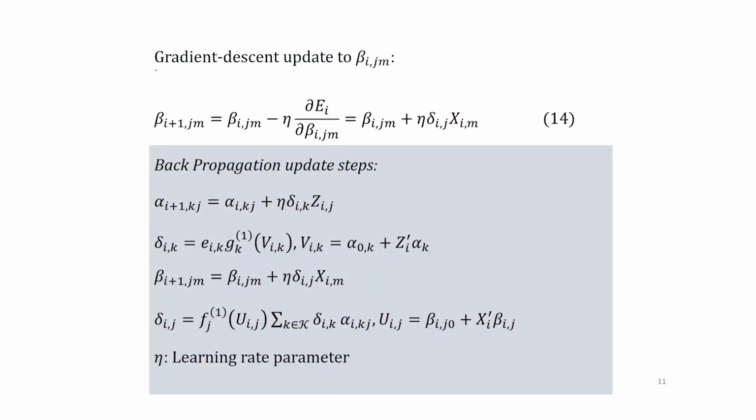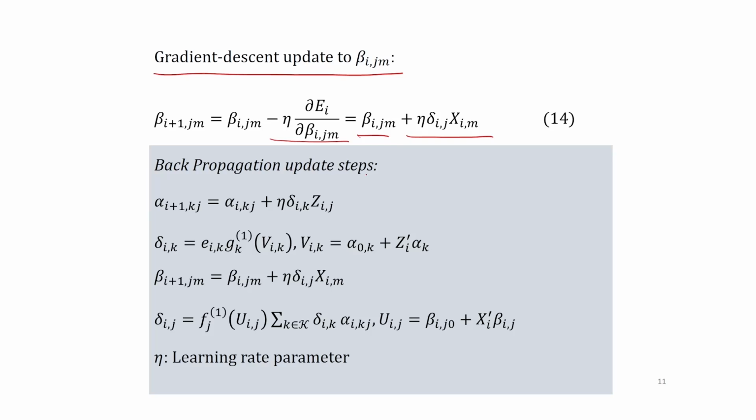So, we get this gradient descent update for beta_ijm: beta_{i+1,jm} equal to beta_ijm minus eta del over del beta_ijm E_i, and then we write the value of this term here. So, you get beta_ijm plus eta delta_ij X_im.